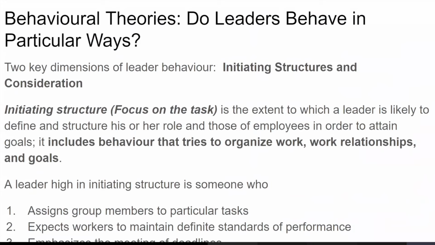So what we're going to do is measure someone first on their ability to get the job done. And it's the extent to which the leader is likely to define the structure, his or her role, and those of employees in order to attain particular goals. It includes behaviors that they do in order to organize work, develop work relationships, and to meet the goals.